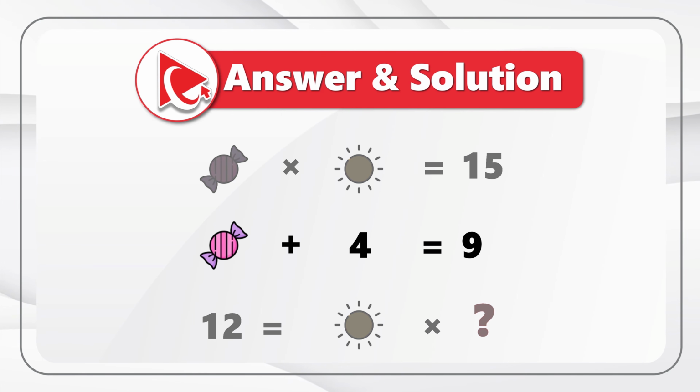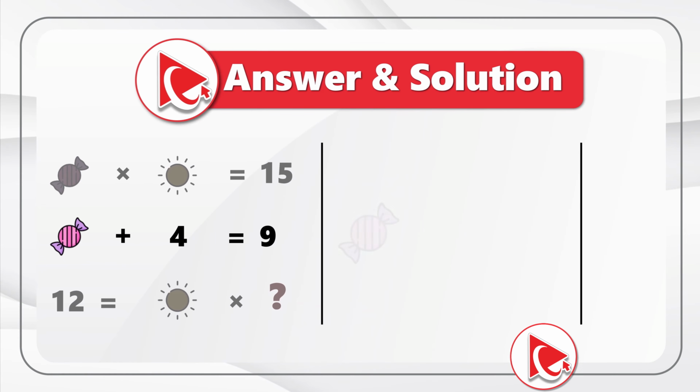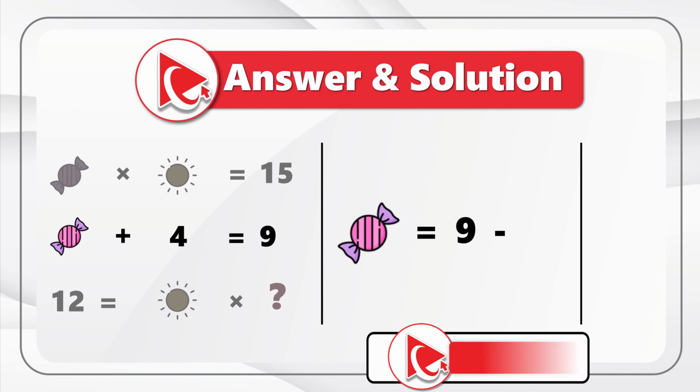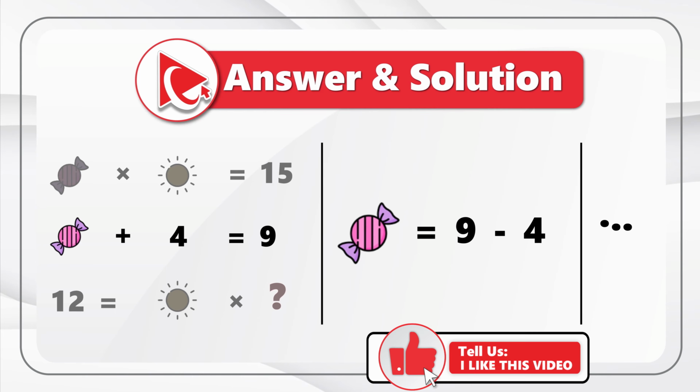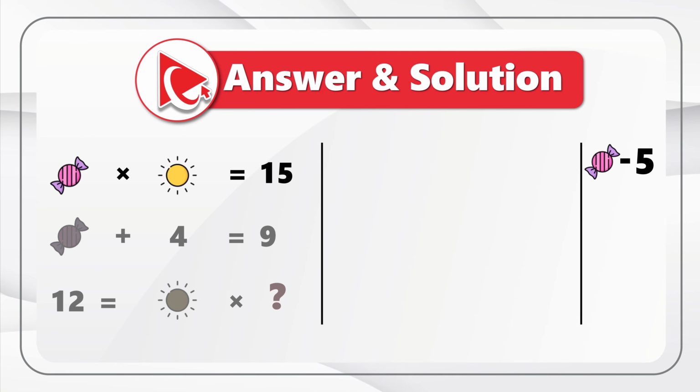Let's start with the expression candy plus 4 equals 9. Believe it or not, but we can actually calculate it. Candy would be equal to 9 minus 4, and we can calculate the value for candy, which would be equal to 5.